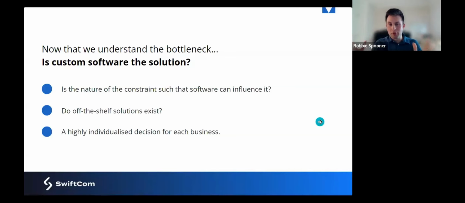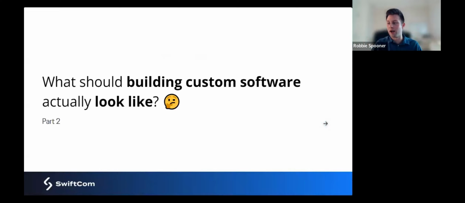Cool. Given you a run through of bottlenecks, the value of them, why they're important, hopefully some form of examples that can jog your brain. And then we're going to dive into just at a high level what building custom software should actually look like to help you avoid wasting lots of time and money.